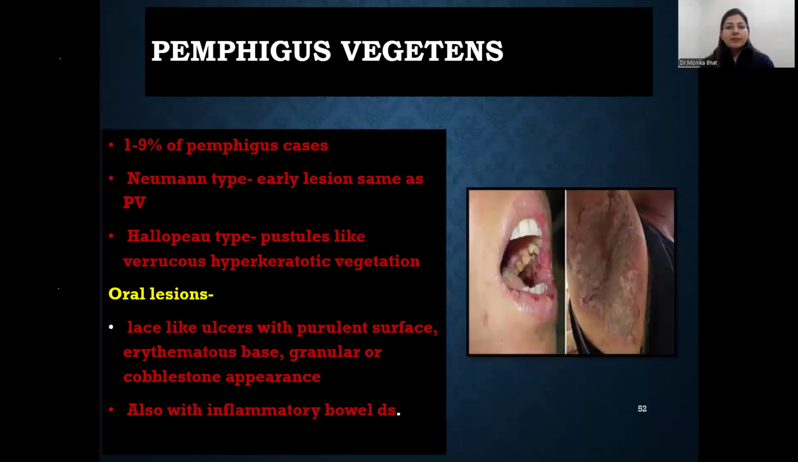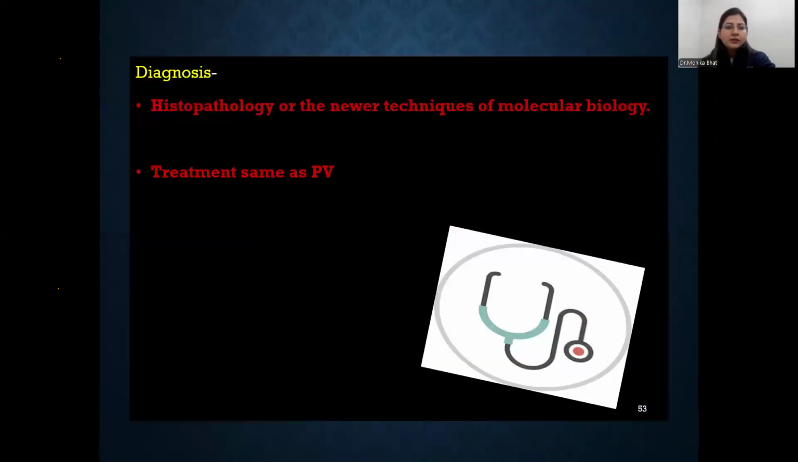Then another kind is pemphigus vegetans. Linear patterns of lace-like ulcers are seen in the patients. In oral lesions, a cobblestone appearance can be appreciated. This has two types, the Neumann type and the Hallopeau type. The early lesion presents as Neumann type, the same as pemphigus vulgaris. The diagnosis is histopathological, and histopath is the gold standard for these types of lesions.